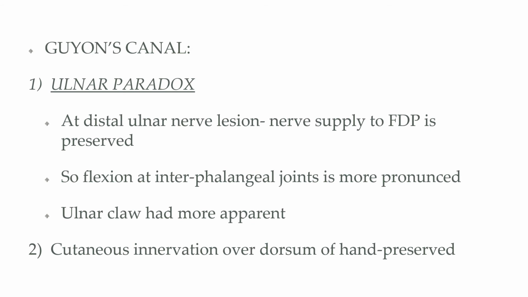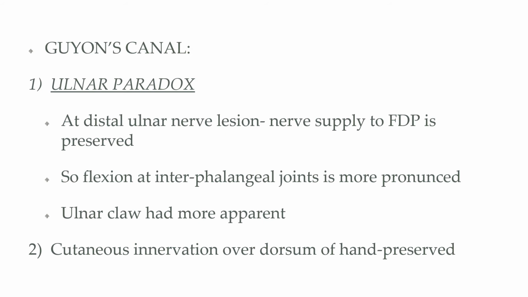Now, students, if we go back and revise the meaning of claw hand, clawing of the hand means hyperextension at the metacarpophalangeal joint and flexion at the interphalangeal joint. When the ulnar nerve is paralyzed at the level of the wrist, the nerve supply to flexor digitorum profundus remains intact, and hence the contraction of flexor digitorum profundus brings about flexion at the distal interphalangeal joint. So in these cases, along with the hyperextension at the metacarpophalangeal joint, active flexion at the distal interphalangeal joint will be there, and hence the characteristic hand, that is ulnar claw hand, will be more pronounced.